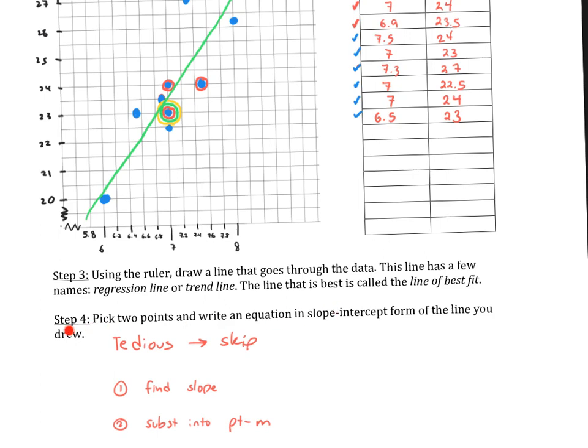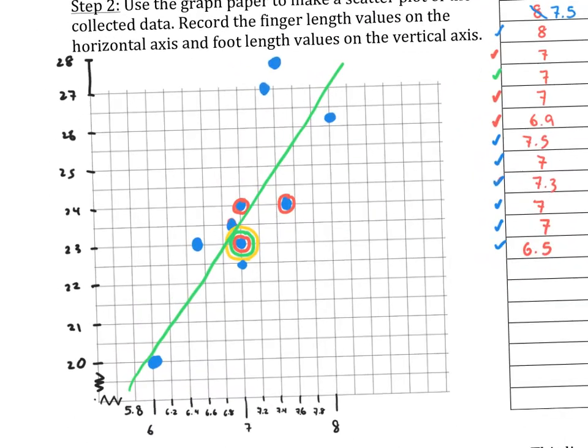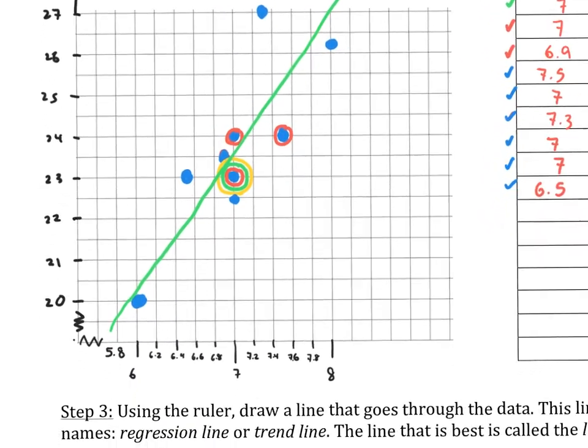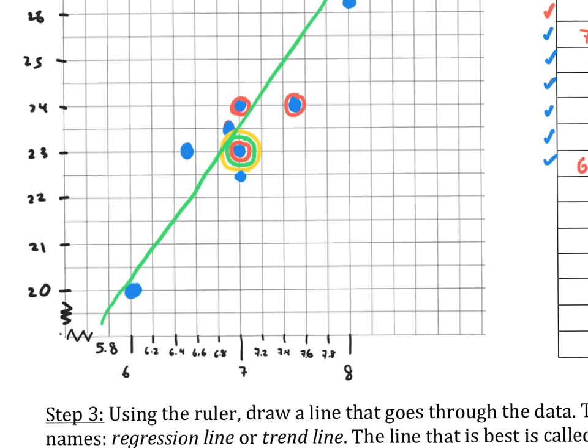All right, but now, by hand, we want to pick 2 points and write an equation in slope-intercept form of the line that I drew. So it is a little bit tedious, and so let's go ahead and attack it. First, we're going to find slope, and then we're going to substitute that into point-slope form. So choosing 2 points that look really clean, or something I can estimate really well.